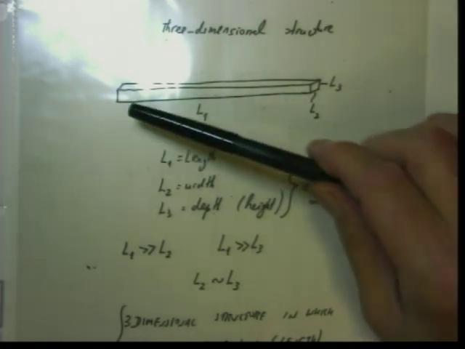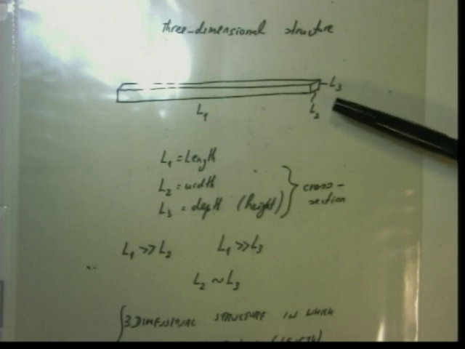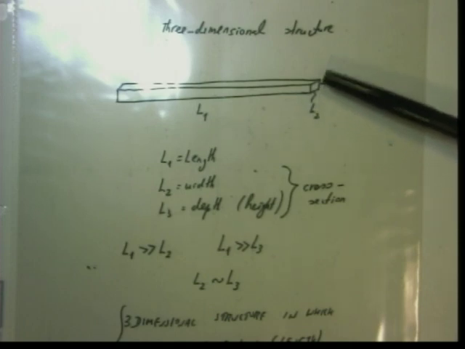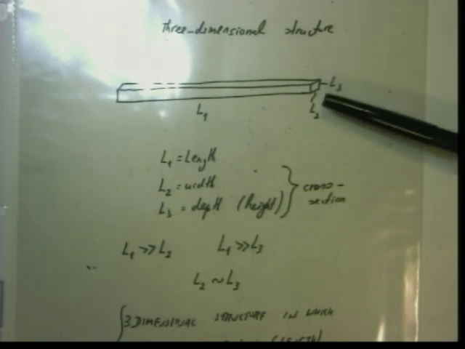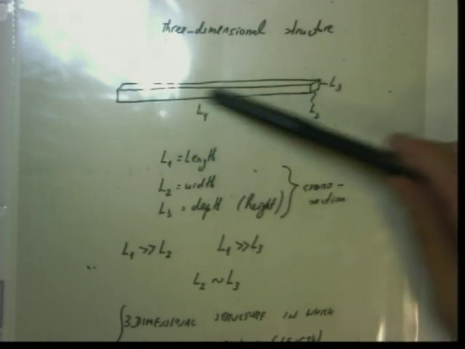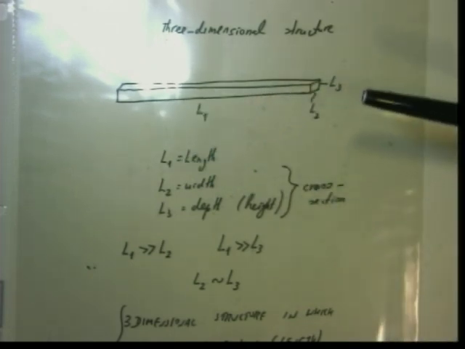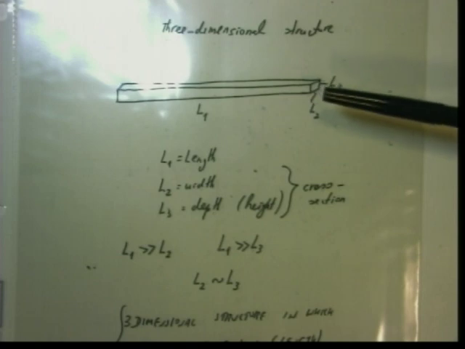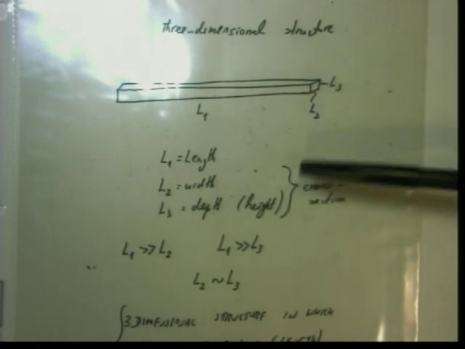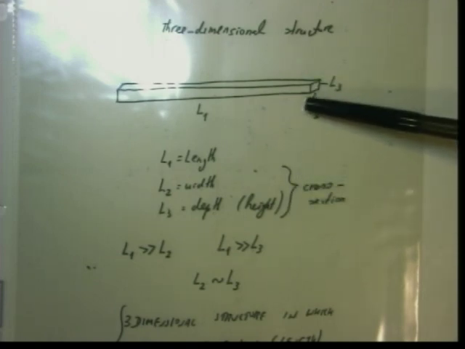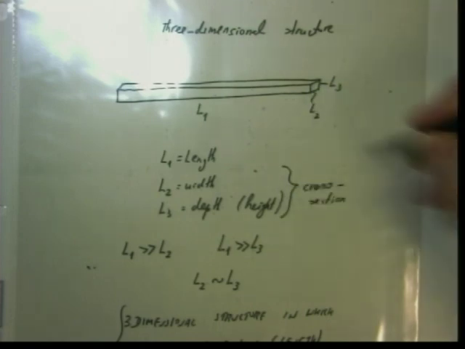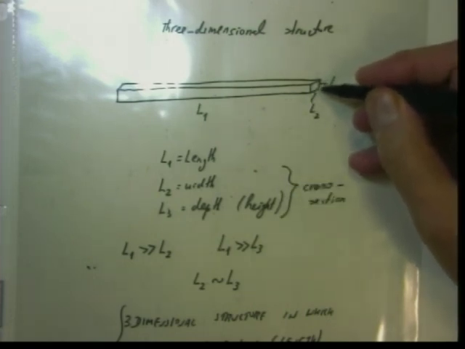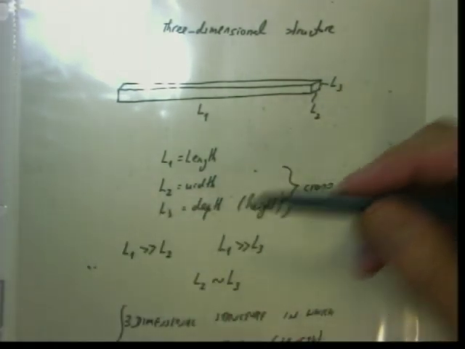Okay, so one is called length. Then there is L2, which is called width. And the other is called depth or height. So we have width, depth or height, and the length. So depth and width are forming this cross section. This is a cross section, so this is perpendicular to the axis.